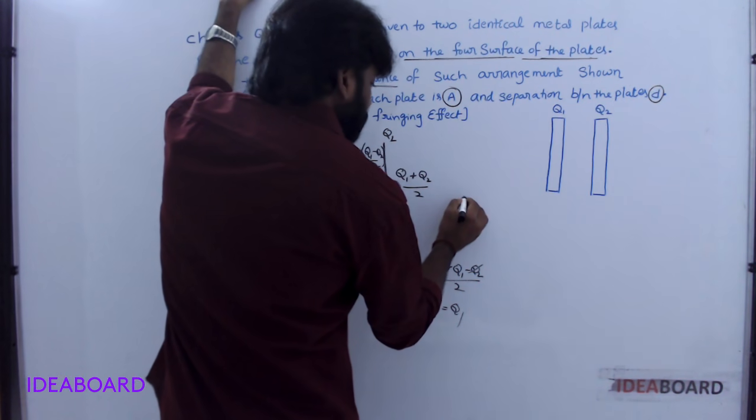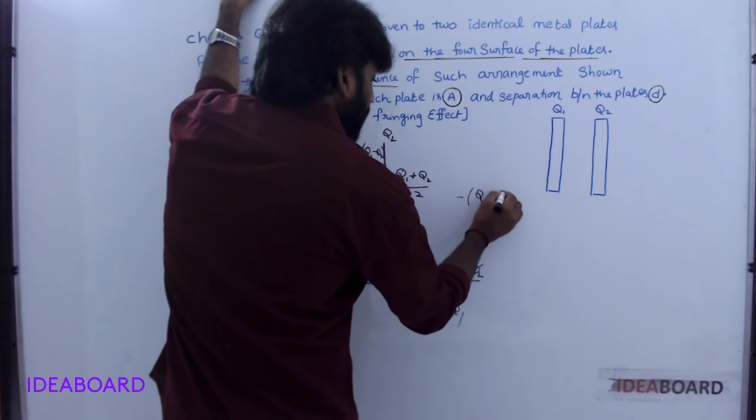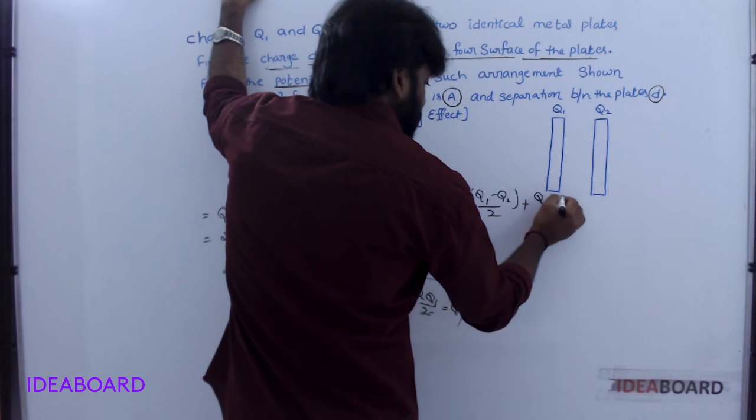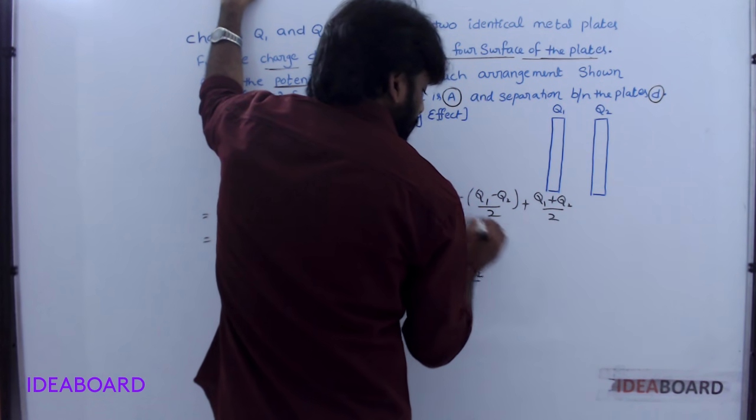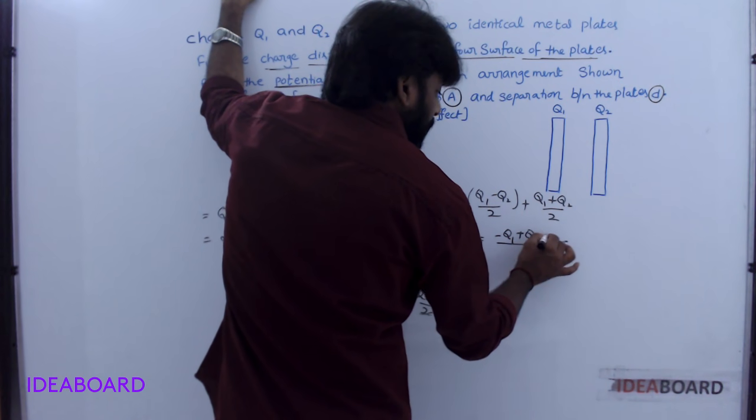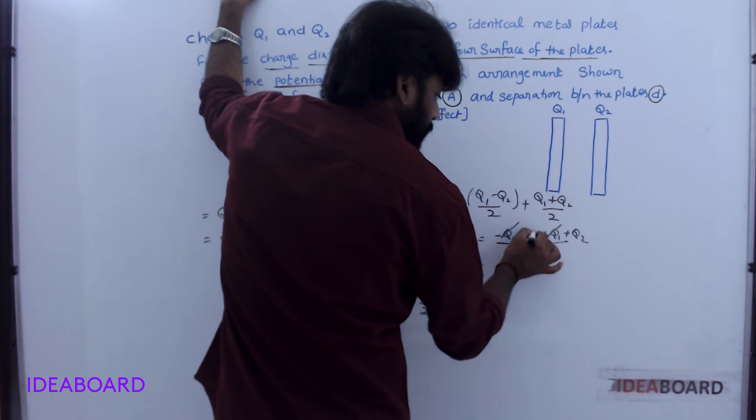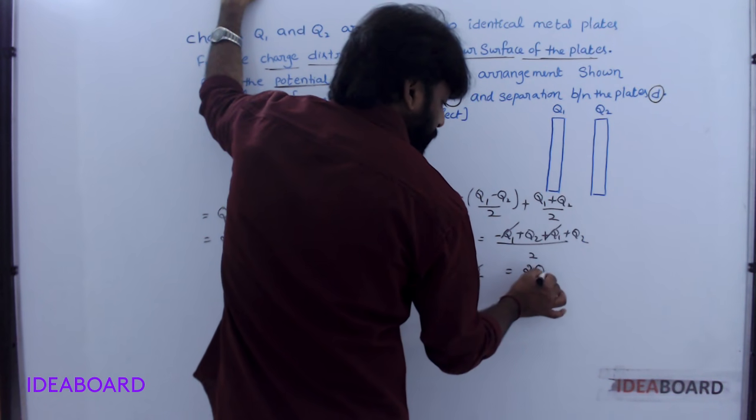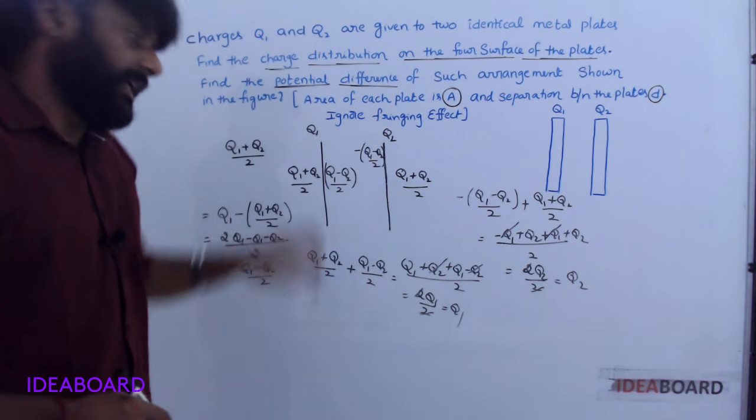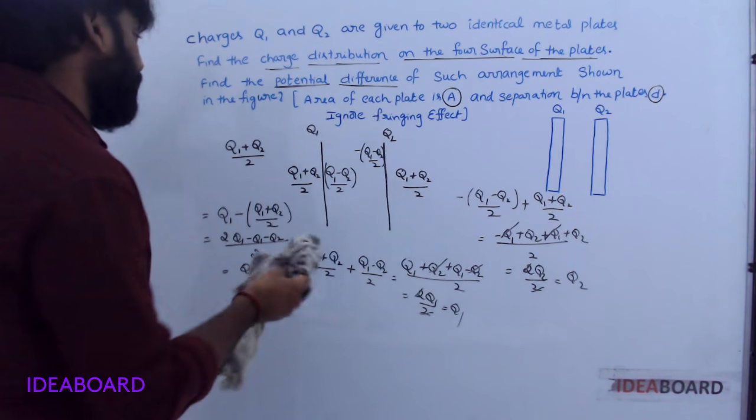Similarly here, minus (Q1 minus Q2) by 2 plus (Q1 plus Q2) by 2. So minus Q1 plus Q2 plus Q1 plus Q2. Minus Q1 plus Q1 cancel, Q2 plus Q2, 2Q2 by 2. The 2s cancel. It is equal to Q2. Understood? Satisfied this one.